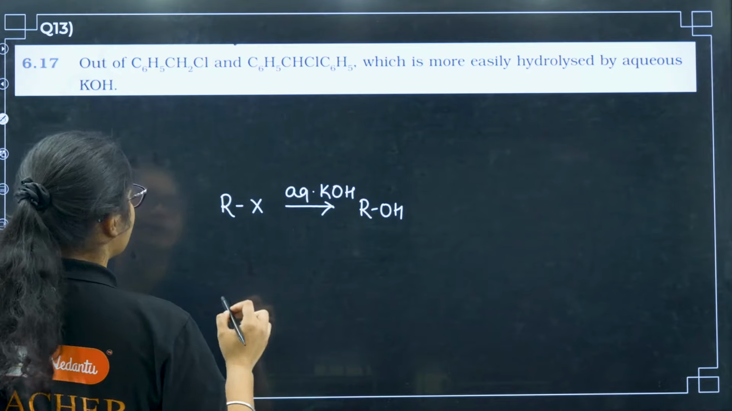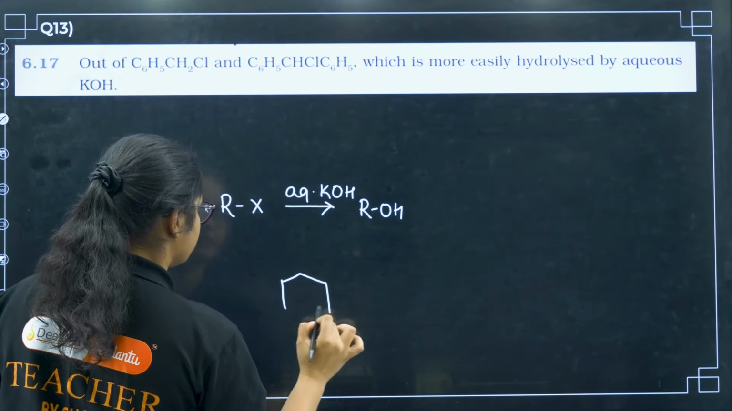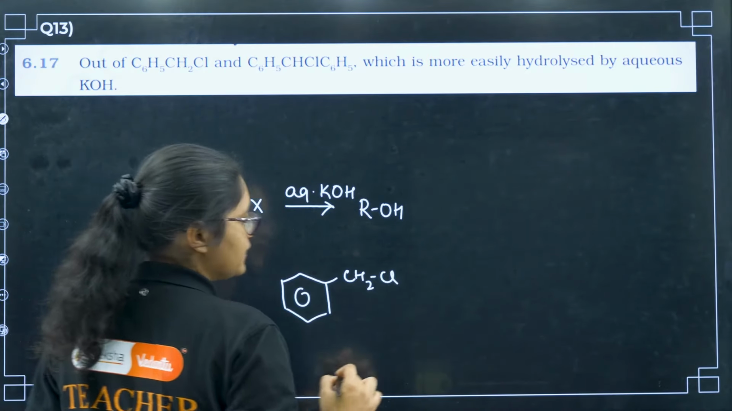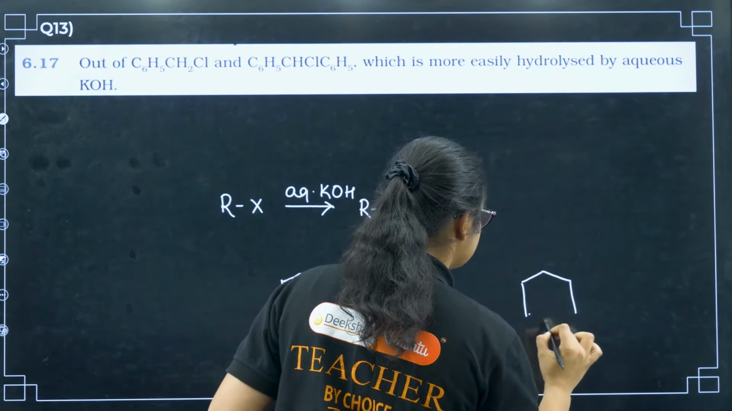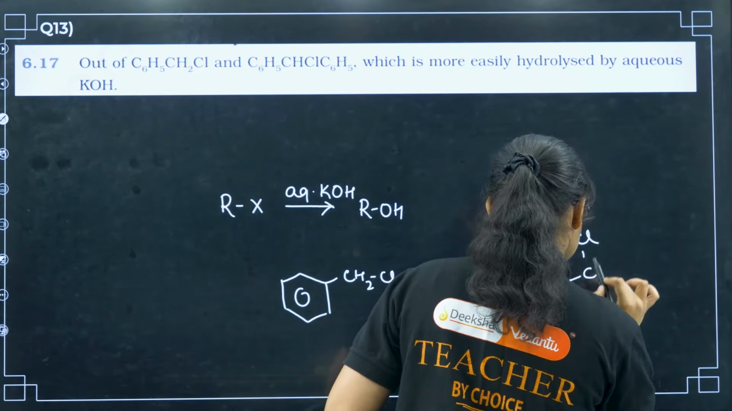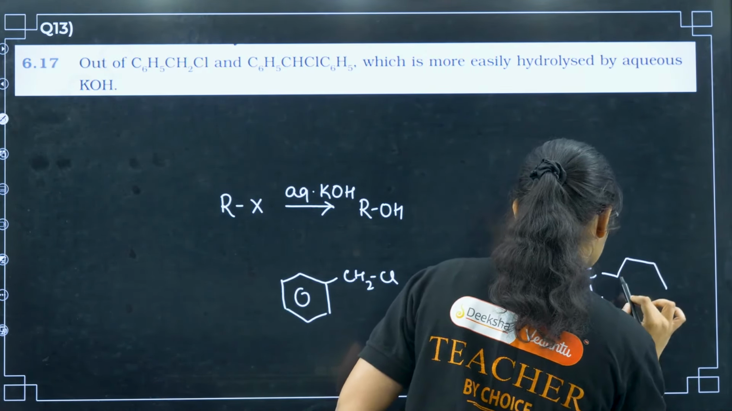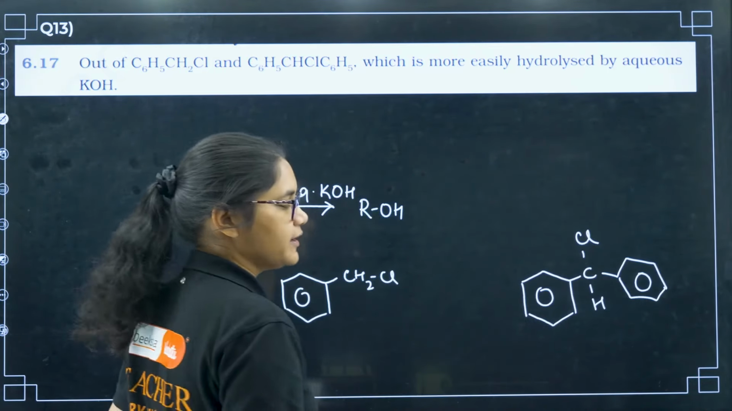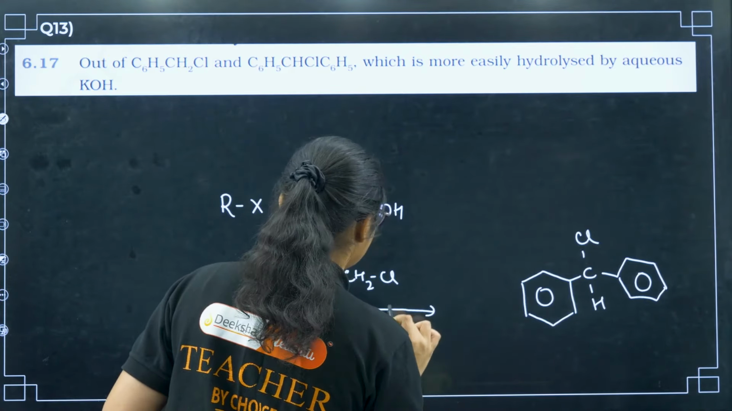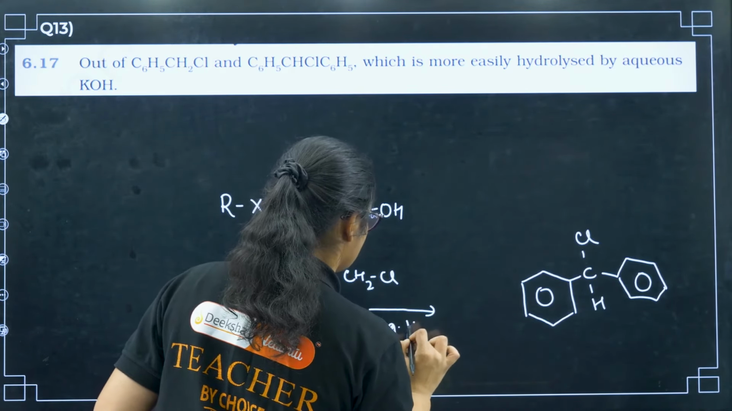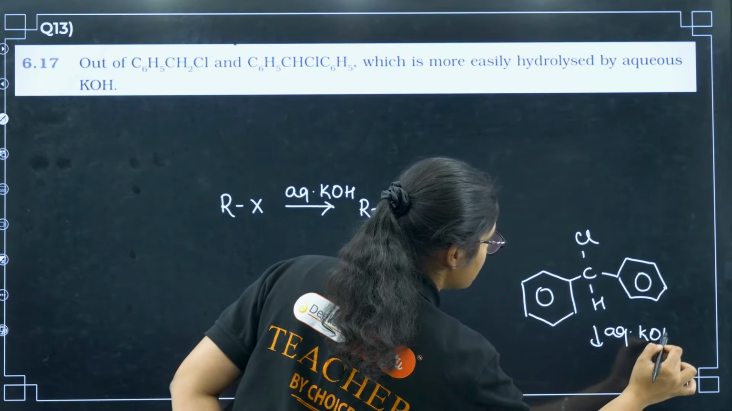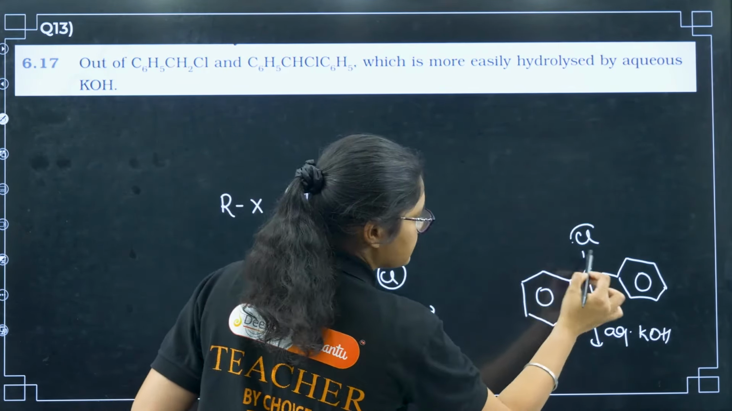Okay, so the question here is, you have C6H5CH2Cl, and you have one more, C6H5CHClC6H5, right? Now the question is, if both of these are reacted with aqueous KOH, then which one will react faster, this one or this one?